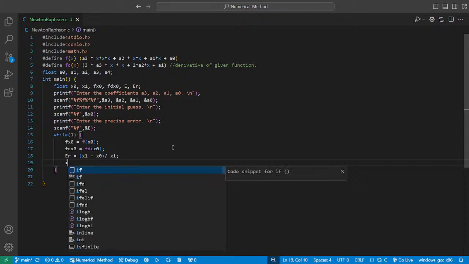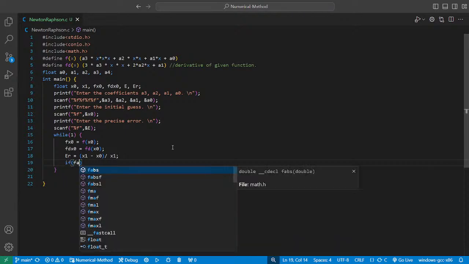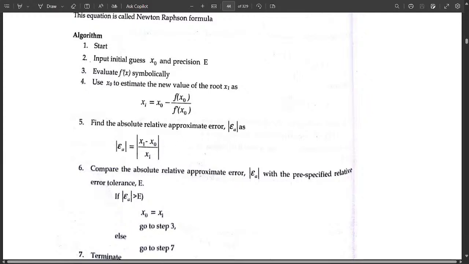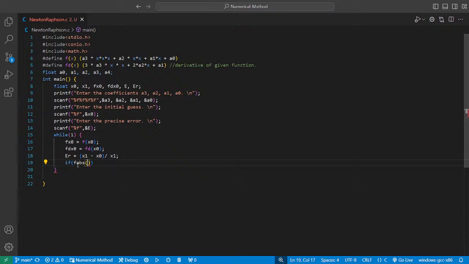X1. Okay, if fabs, fabs means that checking. This means if there is a negative value, it will automatically become positive, since there is a function called, oh, what is this called in mathematics? I just forget. So this is called fabs. This is a function in C that will convert that negative into positive.